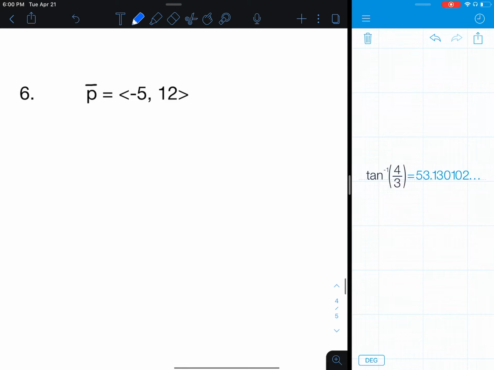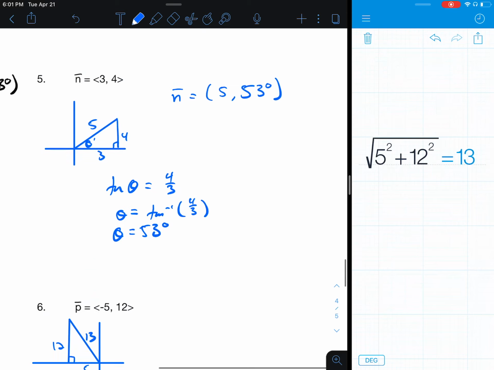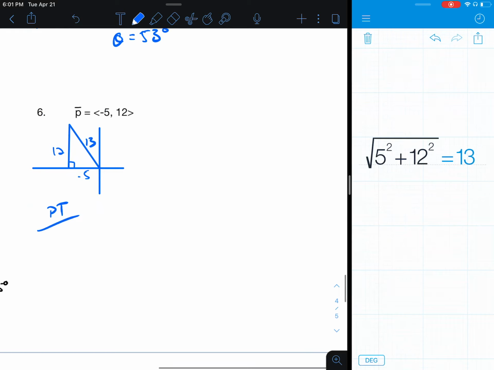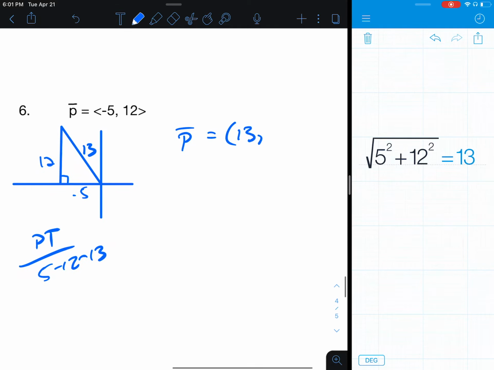Number 6, we are in quadrant 2. This looks familiar. If we go left 5 and we go up 12, 5 squared plus 12 squared is 169. Its square root is 13. This is a Pythagorean triple once again. Should have written this for the last one. Pythagorean triple, 3, 4, 5. Pythagorean triple, 5, 12, 13. So the magnitude of this vector is 13. What's the angle?